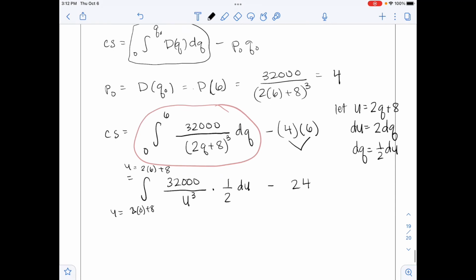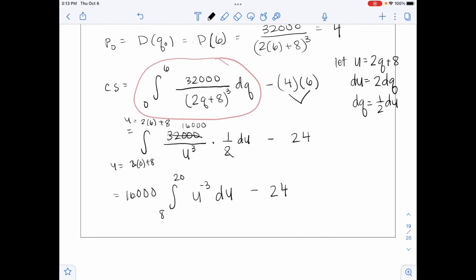And so from here, I can simplify 32,000 over 2 to 16,000. And since that's a constant, I'm just going to pull that out in front of my integral. My lower limit of integration becomes an 8. And my upper limit is 2 times 6, which is 12, plus 8, which is 20. And then I have 1 over u to the third, which I'm going to rewrite as u to the negative third, du. And then also don't forget your minus 24.